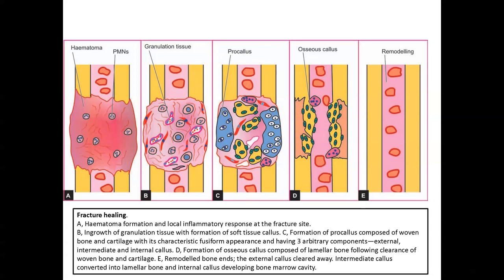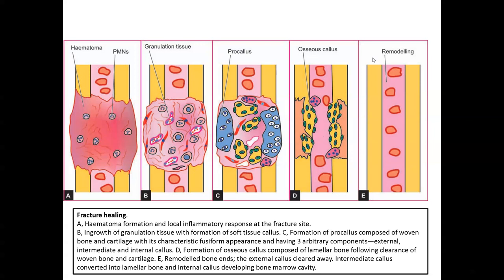Then we see the formation of procallus, composed of woven bone and cartilage with its characteristic fusiform appearance and having three arbitrary components: external, intermediate, and internal callus. Then formation of osseous callus, composed of lamellar bone following clearance of woven bone and cartilage.